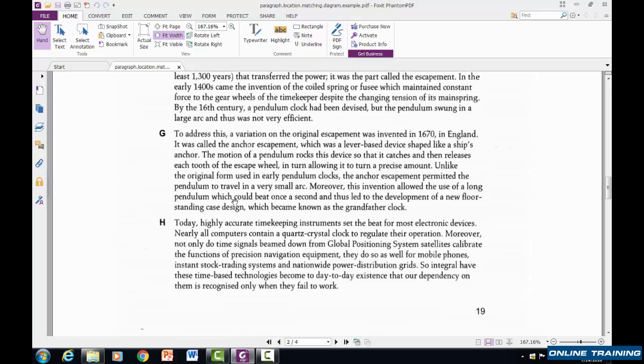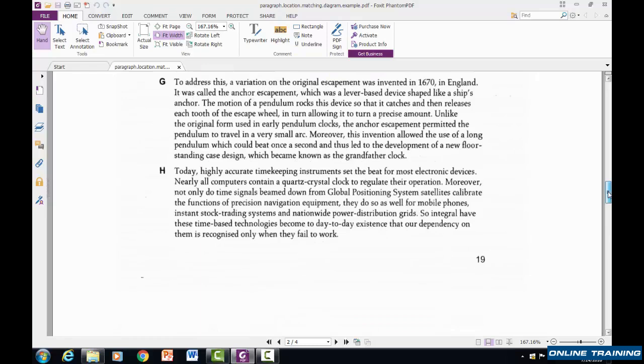And what language comes right before could beat? Which could beat is long pendulum. Moreover, this invention allowed the use of a long pendulum, which could beat once a second. So the language right before which could beat is long pendulum. So that's the answer for number 12. And also we have the synonym language for each. Once a is a synonym for each. And so the answer for 13 is second.